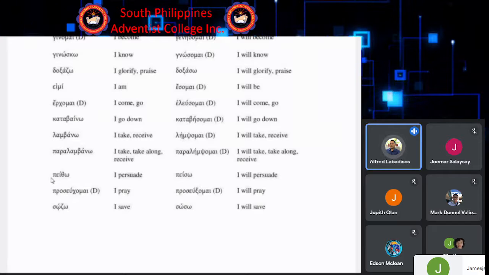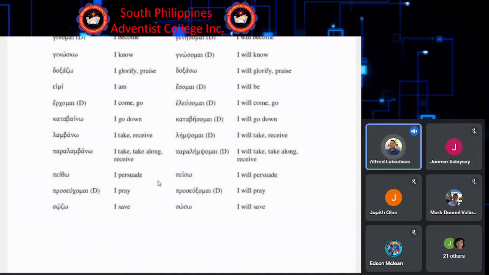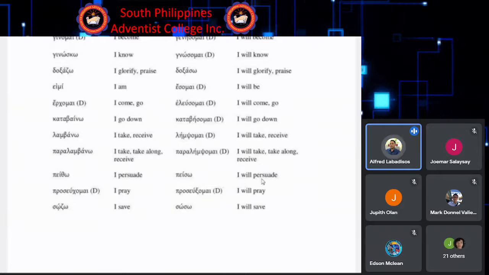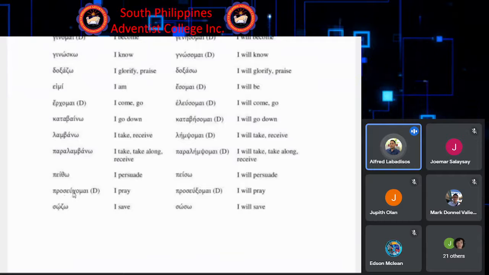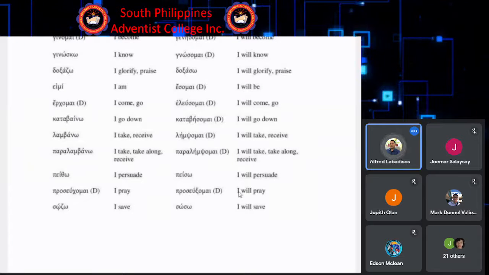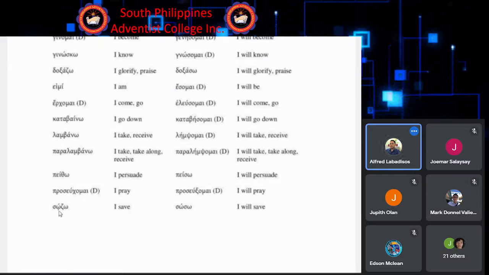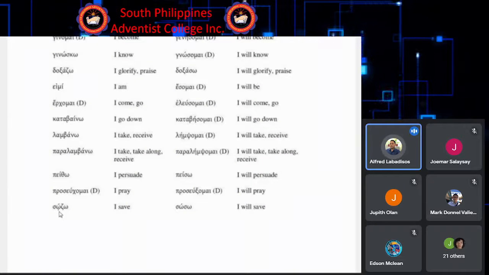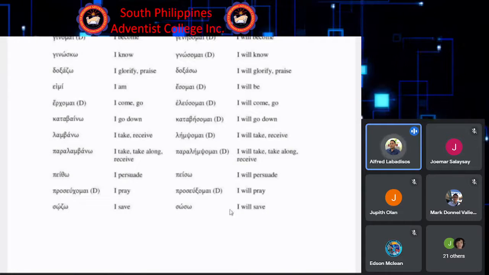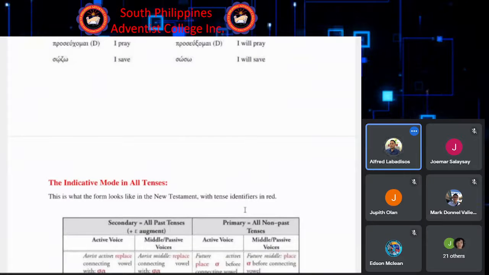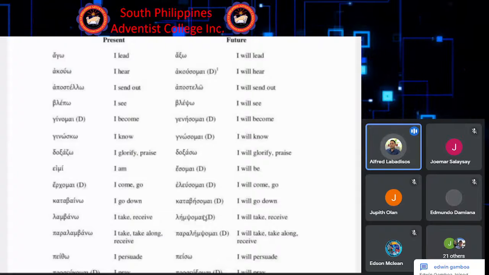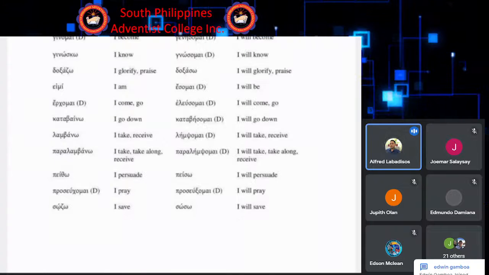Then we have peitho, I persuade. The future form is peiso, I will persuade. Then we have proseuchomai, I pray. In the future, it's proseuxomai, I will pray. Then for the present, sozo, I save. For the future, it's soso, I will save. So please familiarize yourself with the forms of the future tenses. Okay? Next question.